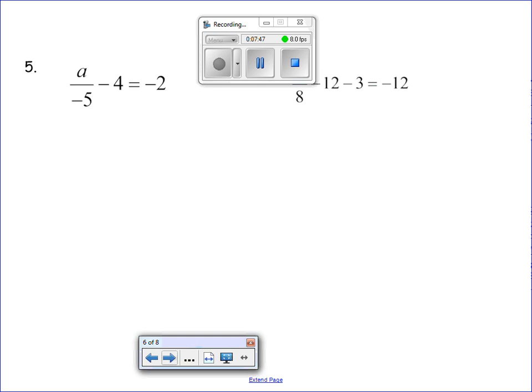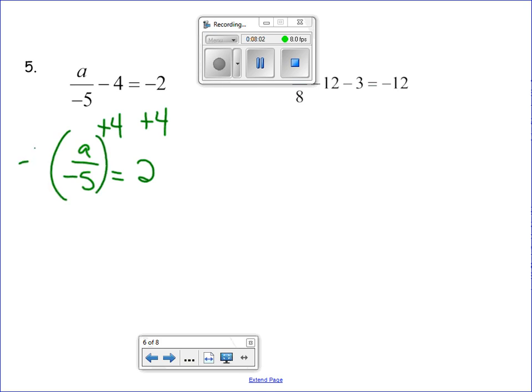Okay, in example 5, I'm going to add 4 to each side. So now I have a negative 5 is equal to 2. Multiply each side by negative 5. A is equal to negative 10.